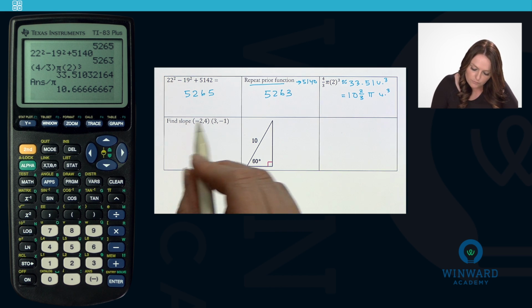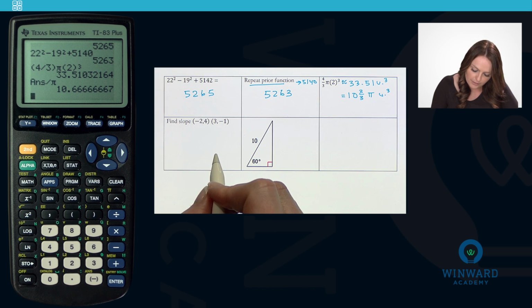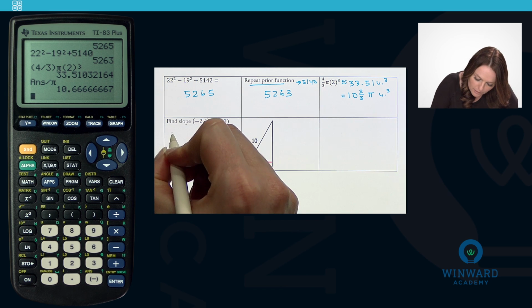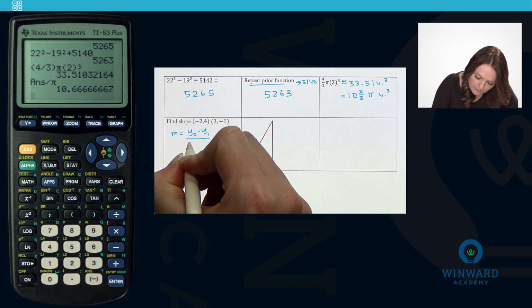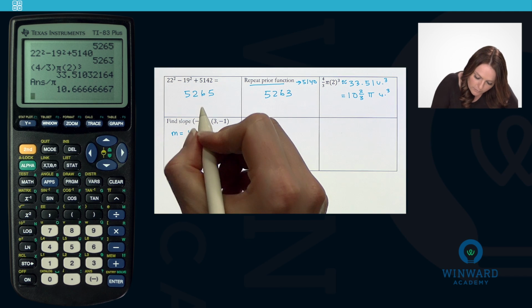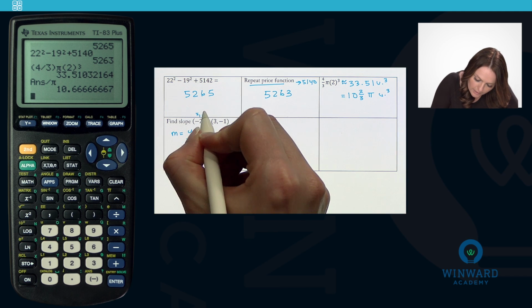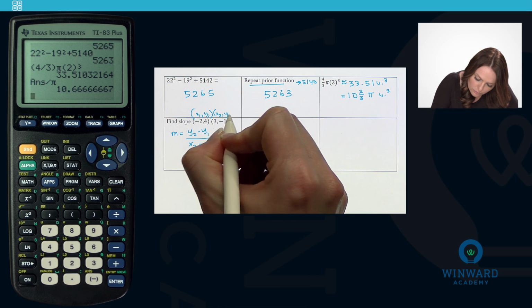This is a great review. First thing, I'm going to write it here in the lesson, and then we'll go ahead and do it on the calculator. Remember that the equation for slope is y2 minus y1 over x2 minus x1. So if we label our points, this is x1, y1, and this point is x2, y2.